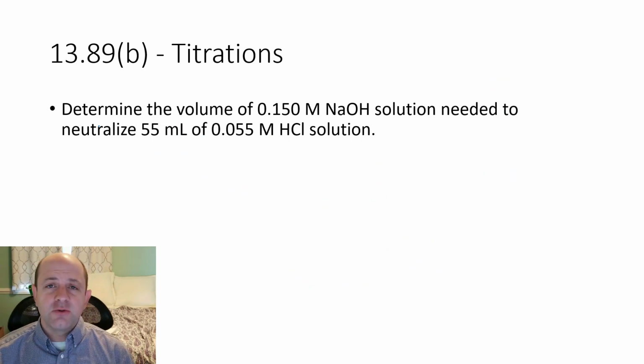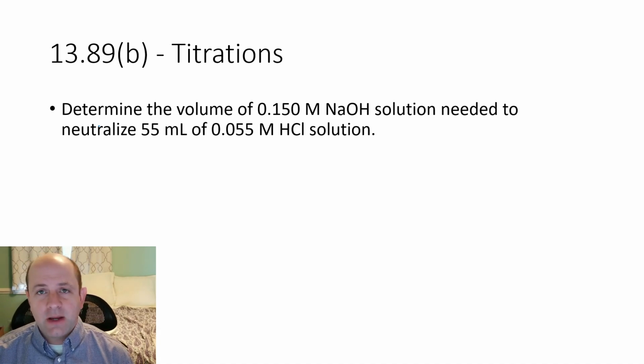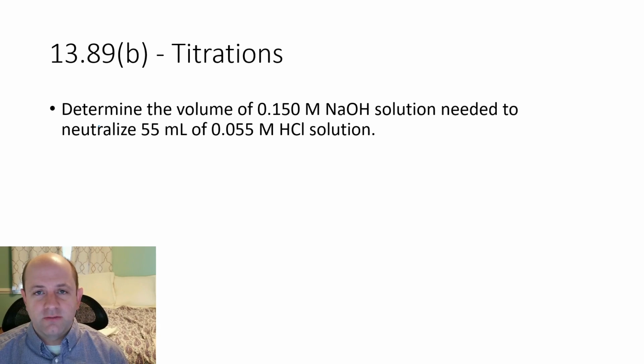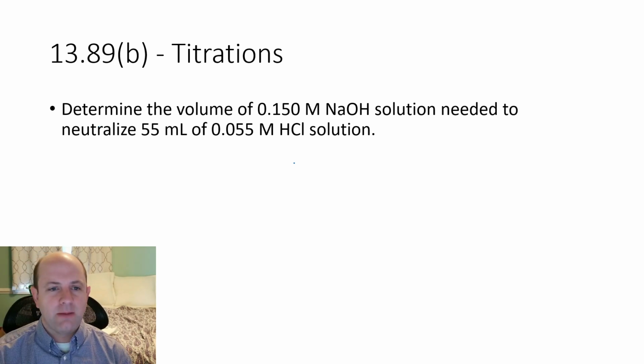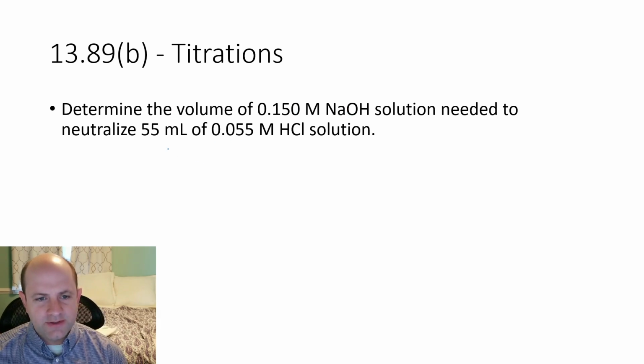Now, this is a titration problem, which there will be similar problems, or can be similar problems, in chapter 14. But since titrations are normally done between a solution of acid and a solution of base, they'll show up in chapter 13 as well. So this question covers both chapters. But it says, determine the volume of a sodium hydroxide solution needed to neutralize this much HCl.